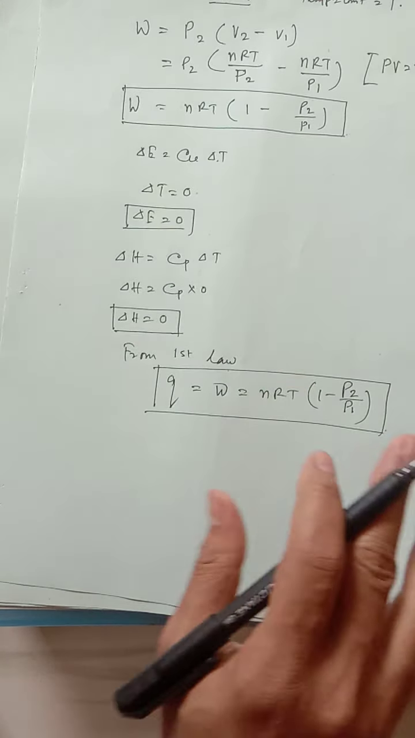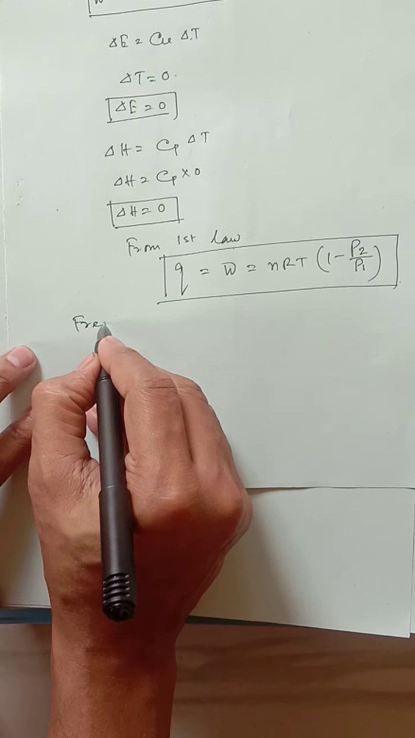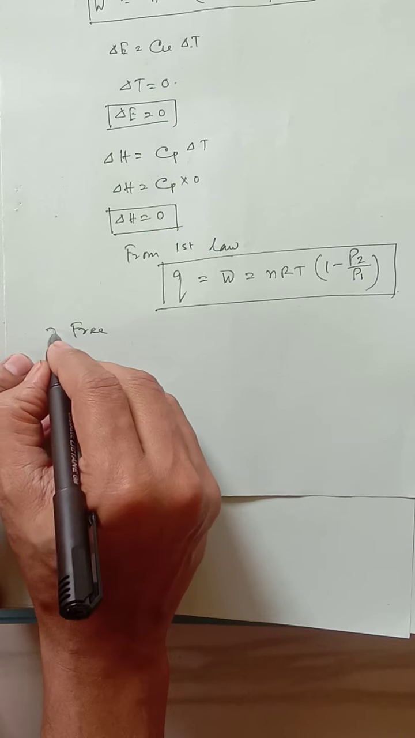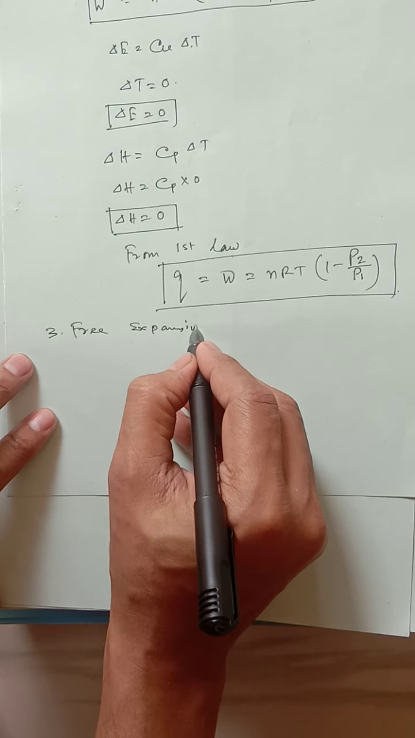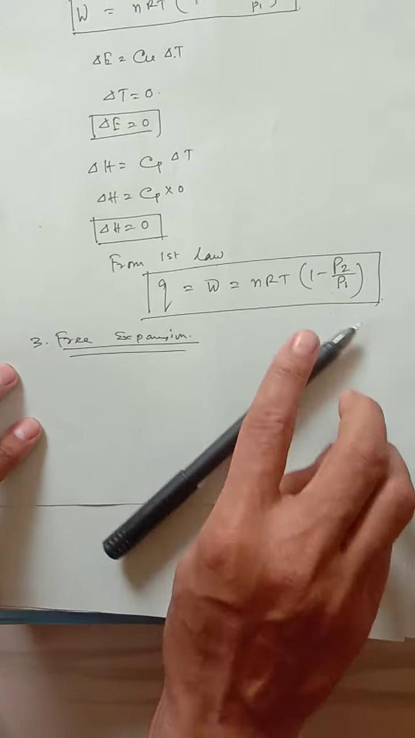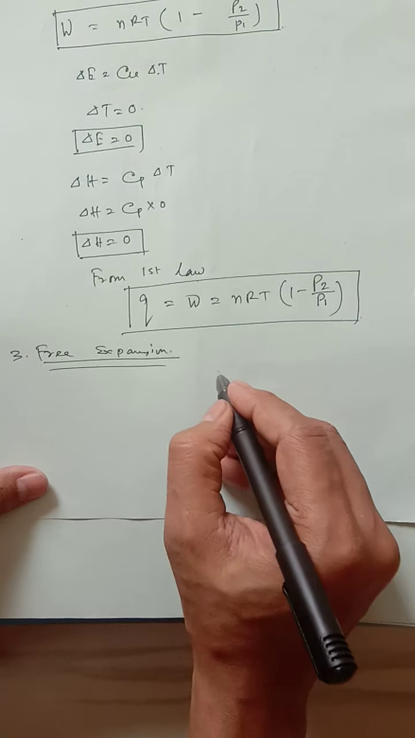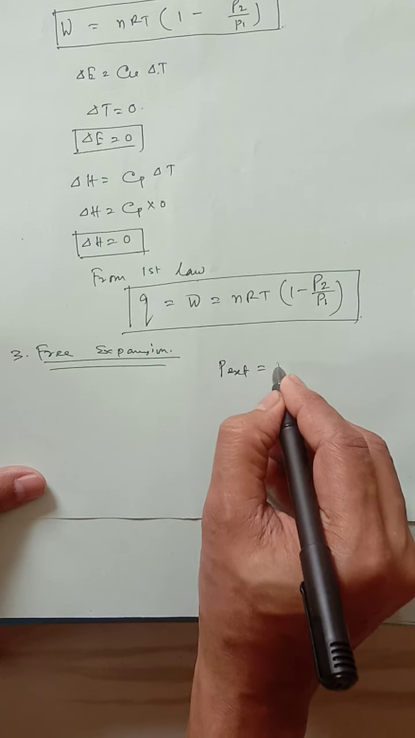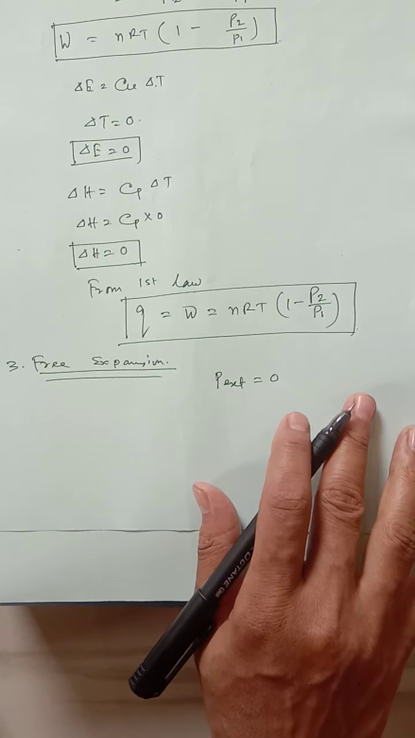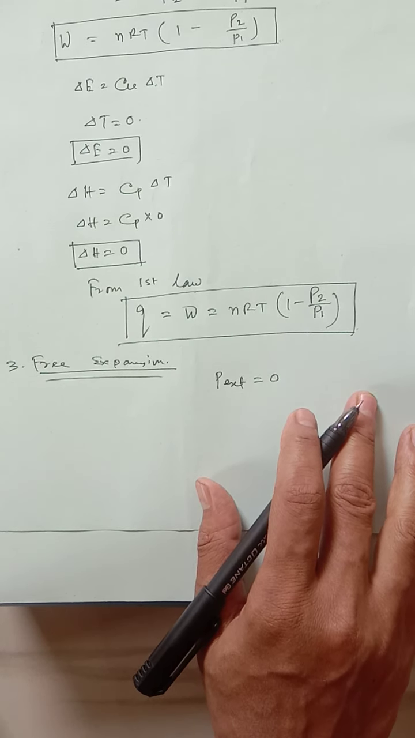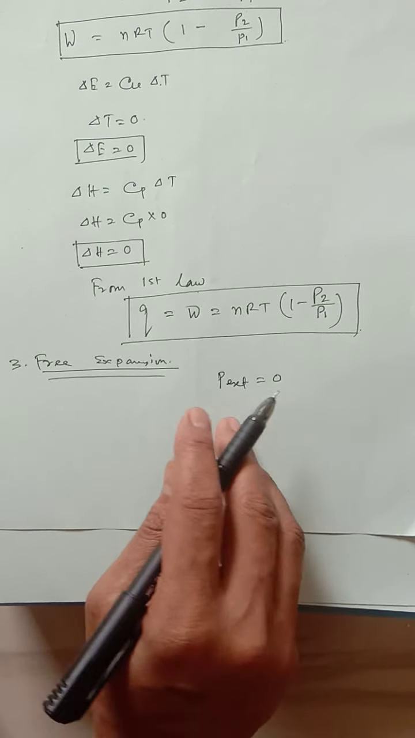But mind that these are the irreversible change. Now for the third one, free expansion. In case of free expansion, mind that free expansion means what? That means here the external pressure will be zero. Whenever a gas is allowed to expand freely without any pressure from the external side, that means P external is zero. That is called free expansion.